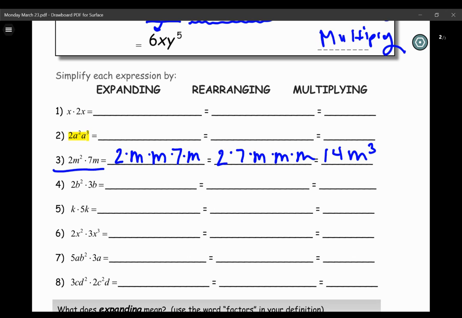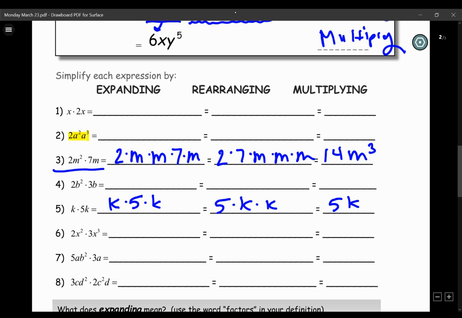And if you guys need help, don't forget you can always email me. And let's see, maybe we can do one more really quickly before time runs out. So let's do this one. K times 5 times k, 5 times k times k. So we get 5k to the power of 2.